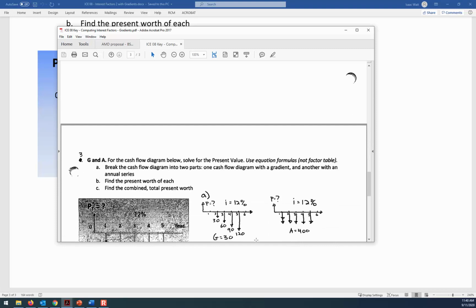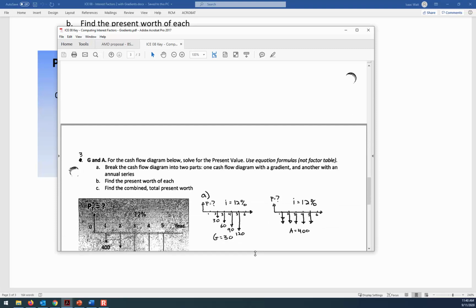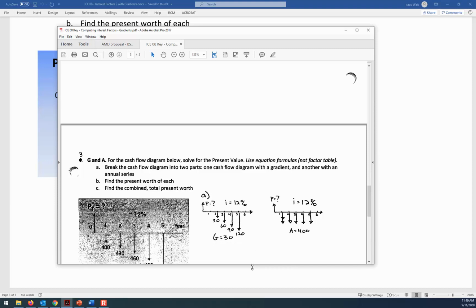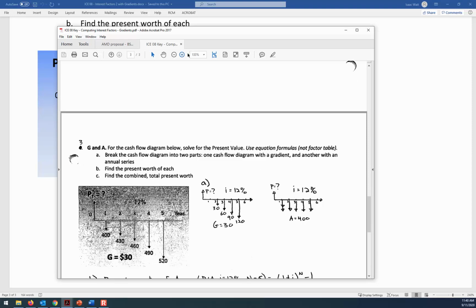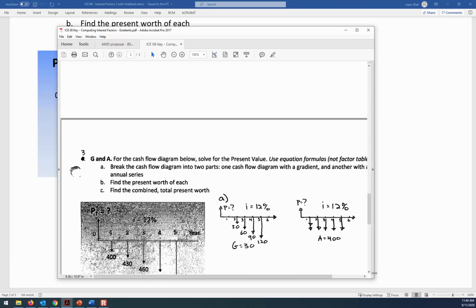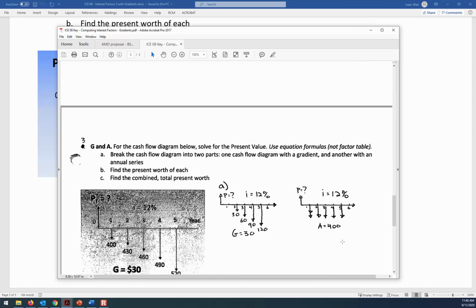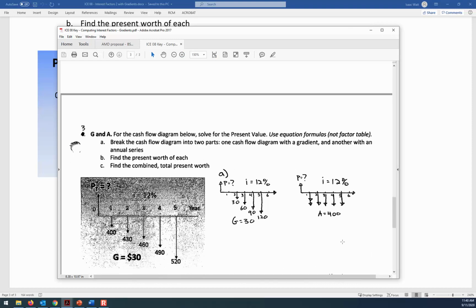All right, so this is what the deconstructed cash flow diagram should look like. On the screen I have illustrated what happens when you take the cash flow diagram and turn it into its constituent gradient and annual series components. So we're going to find the present worth of each of those separately. You can see that there's the base of 400 every year. And so that's an annual series starting in year 1 through year 5.